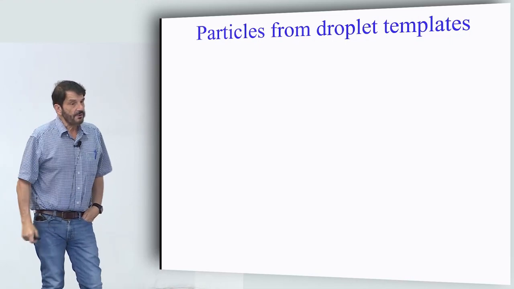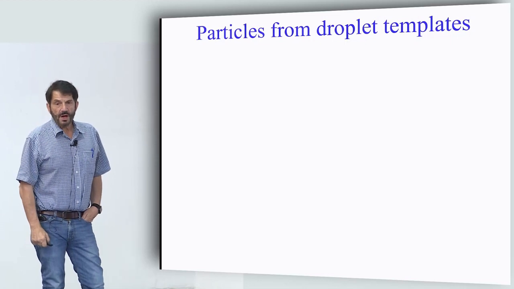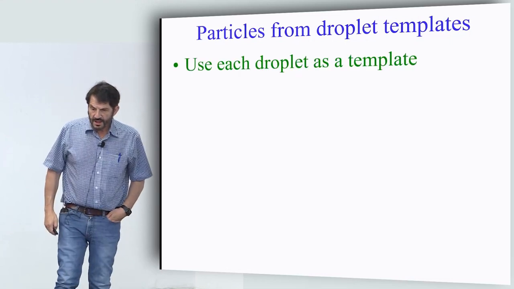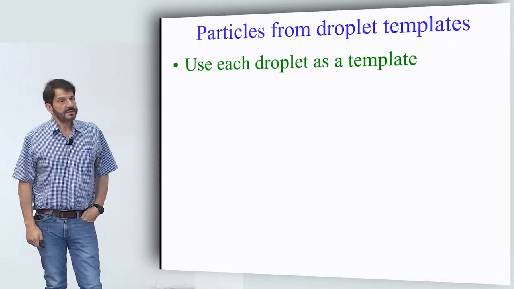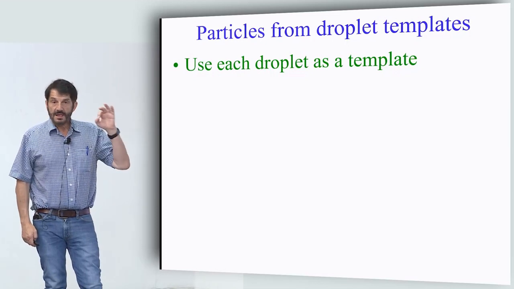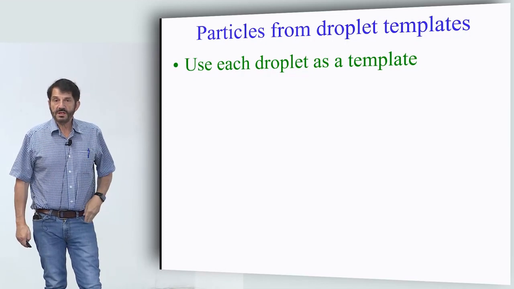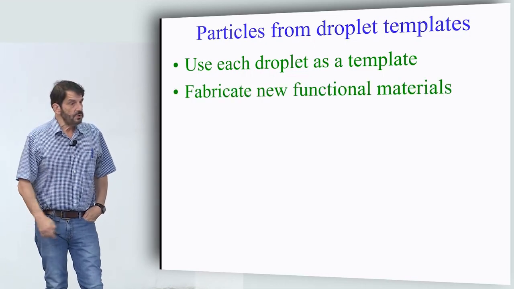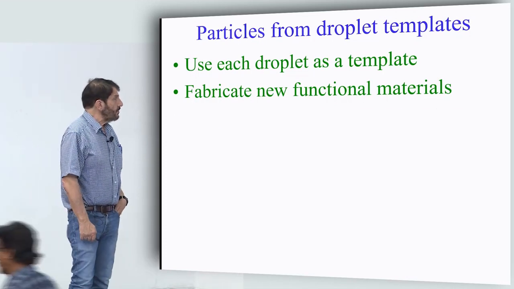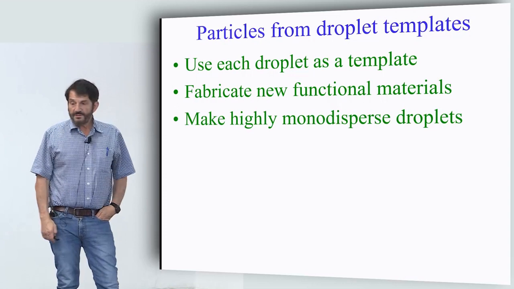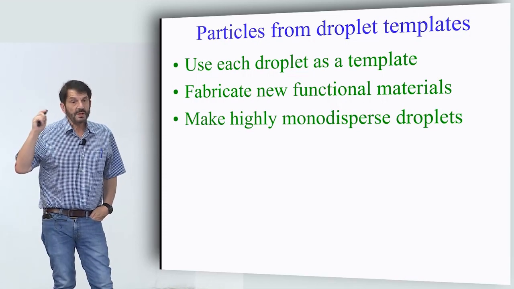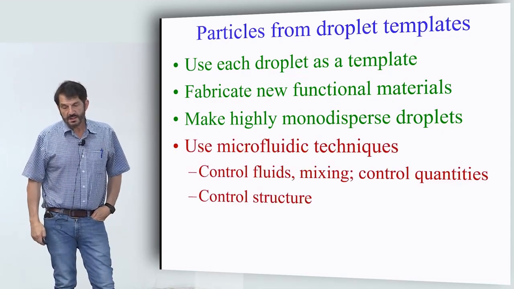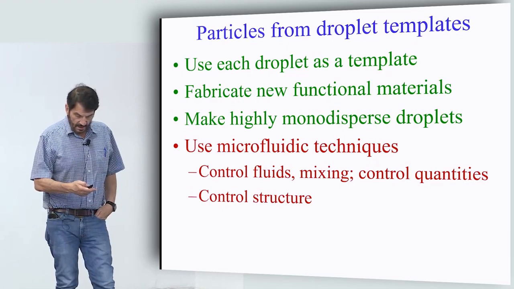So as I said, my focus is on droplet microfluidics. I'm going to use the droplets as templates to build new kinds of materials. The rationale is each droplet can be used as a template. Since it's a drop, I take advantage of the surface tension to maintain a spherical shape, and I build on that to make new structures, and I'm going to describe new functional materials. We can make them very, very monodisperse. We're doing things with tremendous precision, exquisite control, by using the control that we have with microfluidic structures.